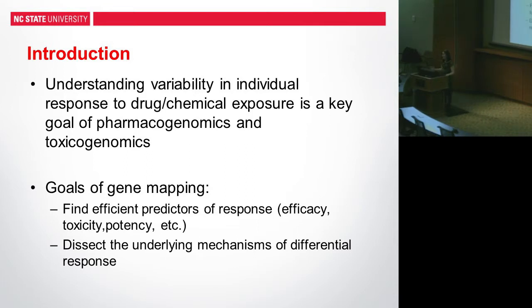In general, understanding the variability in an individual response to drugs or chemical exposure is a key goal of pharmacogenetics and toxicogenomics. GWAS chips are now incredibly cheap and easy to do, and there are several goals that we hope to attain in doing GWAS mapping of drug or chemical exposure. We would love to find efficient predictors of response, whether it's efficacy, toxicity, or whatever is clinically relevant that might make a good biomarker. But we're also interested in dissecting and understanding the underlying genetic etiology of differential drug and chemical response. And we're happy to get interesting results under either one of those.